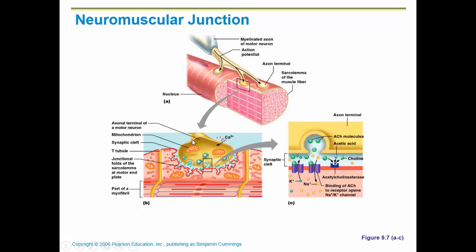So this is the axon or the nerve. These are those synaptic vesicles that have the acetylcholine. Acetylcholine is being released here via exocytosis and will be received by the motor end plate here. There are these little cups or receptors that are going to receive that acetylcholine.